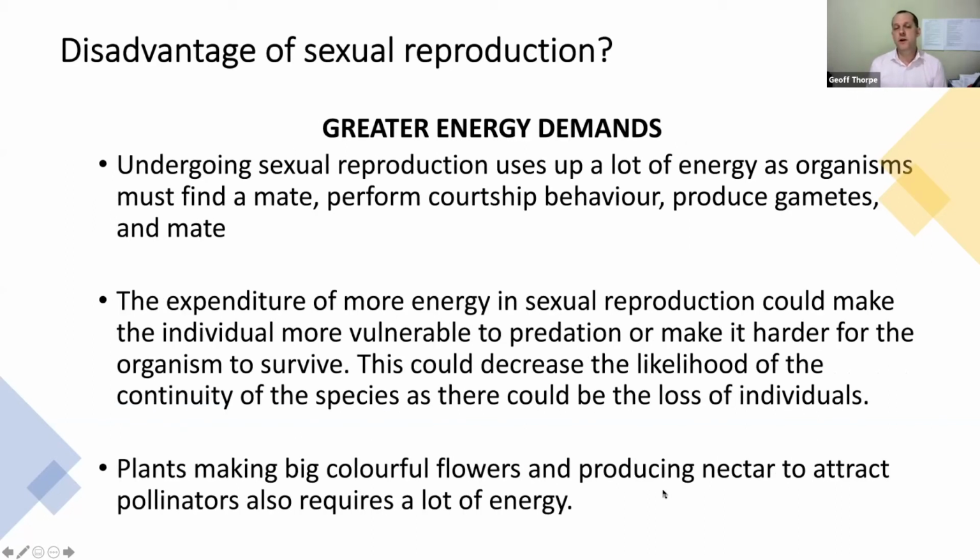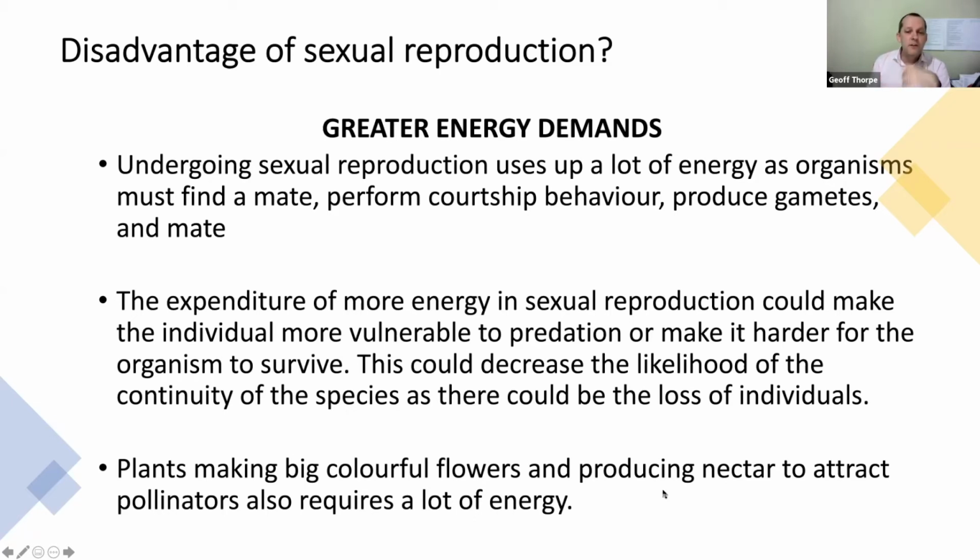Disadvantages of sexual reproduction: greater energy demands. Undergoing sexual reproduction can use up a lot of energy as organisms must find a mate, perform courtship behavior, produce gametes and a mate. So girls, whatever he says, often these attempts to find a mate and produce a mate often go unrewarded. There's a lot of time and effort wasted, whatever he says.